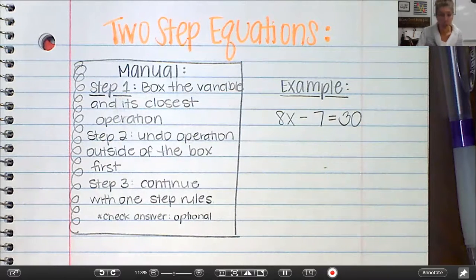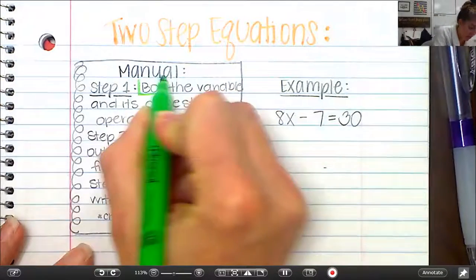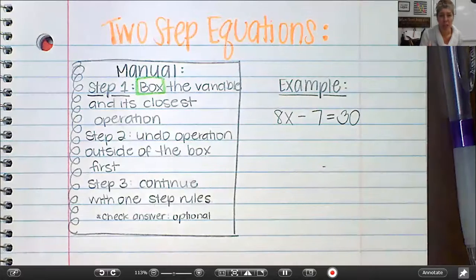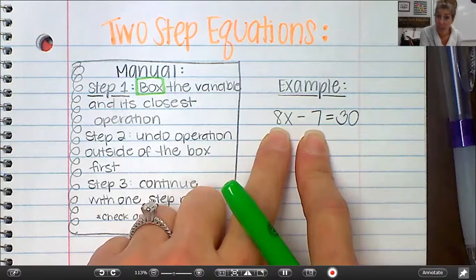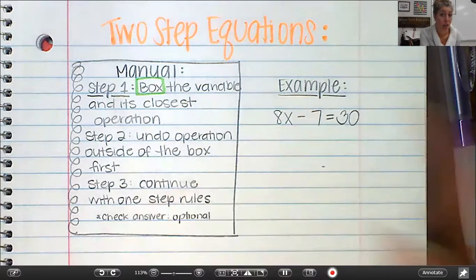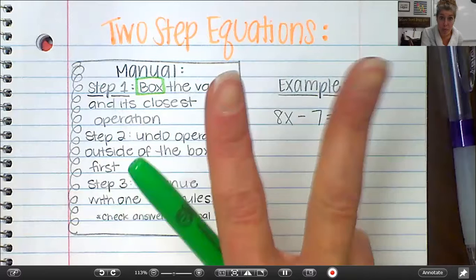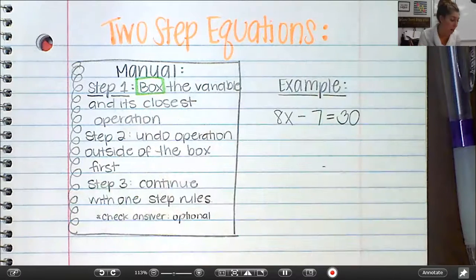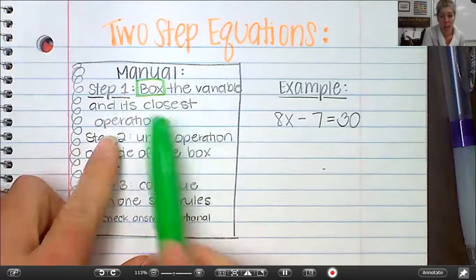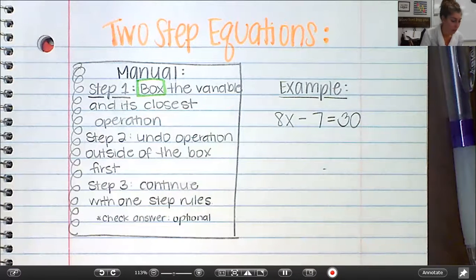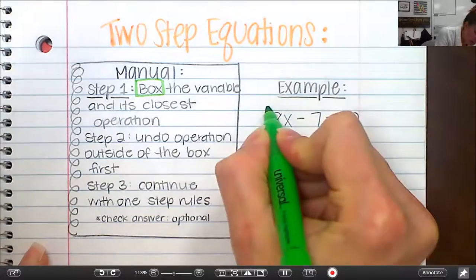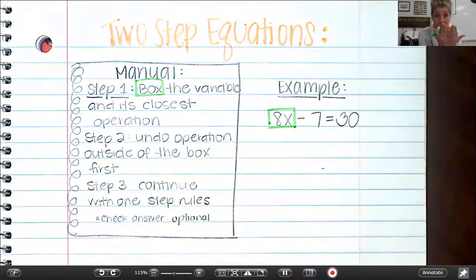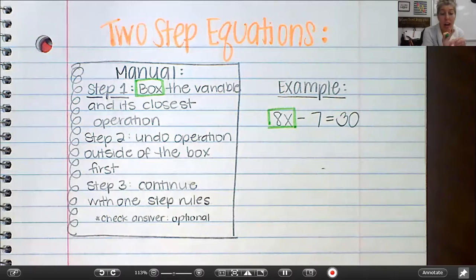So the first thing I would like to do when I solve these problems is to box the variable and its closest operation. Now, first of all, what makes this a two-step equation is the fact that there are two operations here. I see multiplication and I see subtraction. Two operations, two-step equation. Makes sense, right? So the first decision again is to box the variable and the closest operation. Now, when you think closest operation, in this case, literally the 8 and the x are attached to each other. That's what multiplication looks like in algebra.